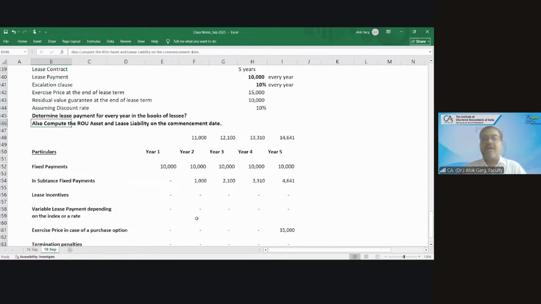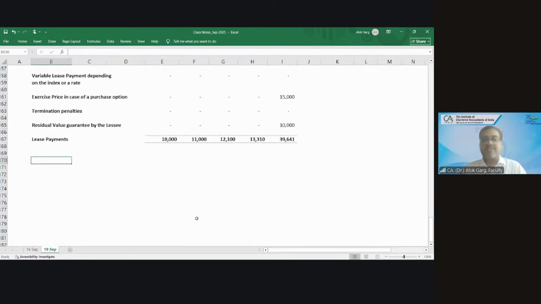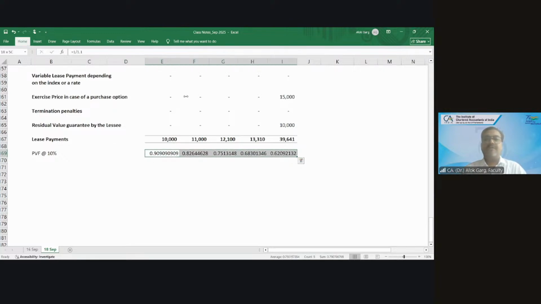Also compute the ROU asset and lease liability on the commencement date. So what is my present value factor? What is my discount rate? 10%. So present value factor at the rate of 10%. What is my present value factor for the first year? One divided by 1.1, this divided by 1.1, and so on and so forth. This is the present value factor.